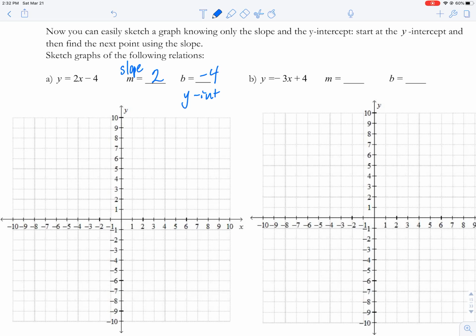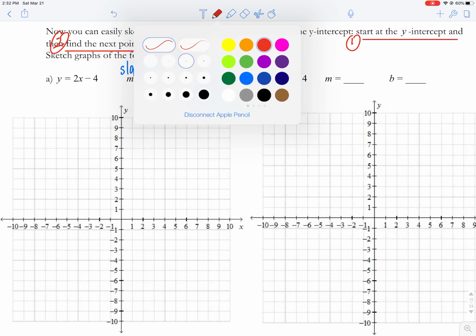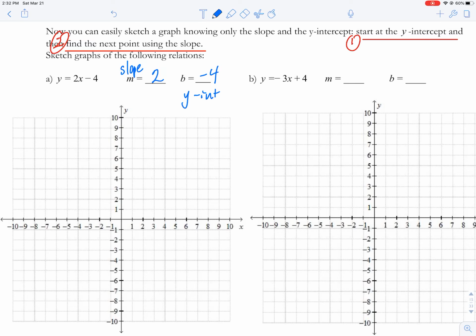And they recommend we do 2 steps. First, start at the y-intercept, and then the second thing is find the next point using the slope. So we're going to do that. We're going to start at the y-intercept of -4, and then a slope of 2. A reminder, though, that slope is always your rise over your run.